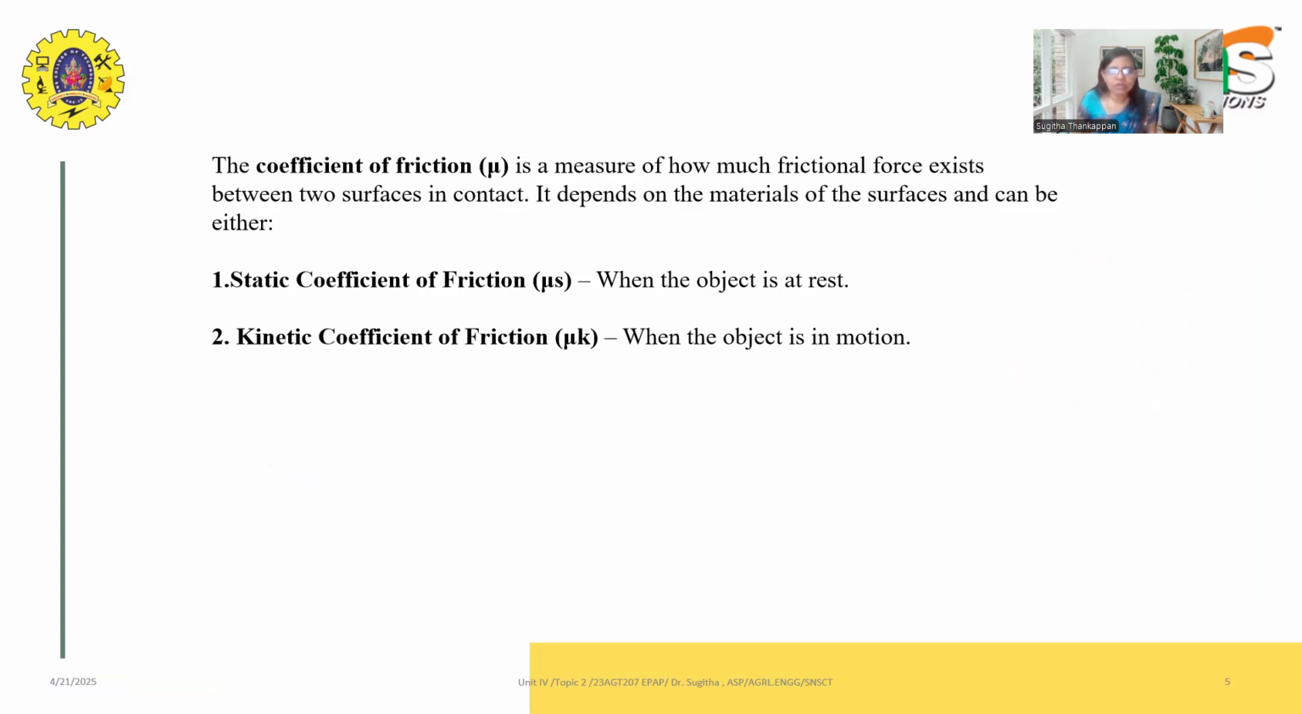There are two types of coefficient of friction. One is the static coefficient of friction, that is μs, and another one is the kinetic coefficient of friction, which is denoted by μk. So μs is measured when the object is at rest, whereas μk is measured when the object is in motion. But these two properties are very important depending upon the material of the surface.